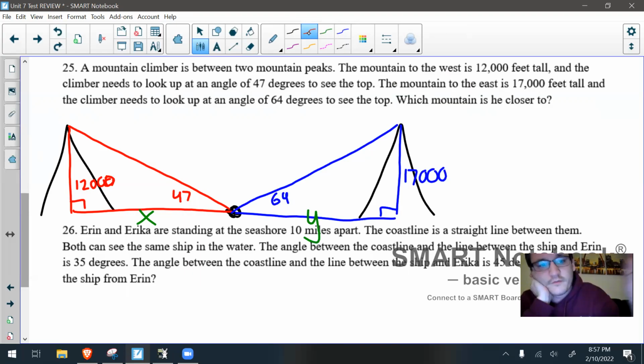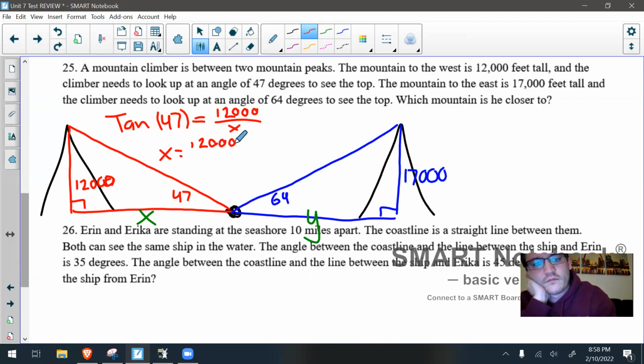All right, so let's do the red one first. So we know the tangent of 47. Let's try that again. The tangent of 47 is going to be equal to, opposite over adjacent, 12,000 over x. All right, therefore, x equals 12,000 divided by the tangent of 47.